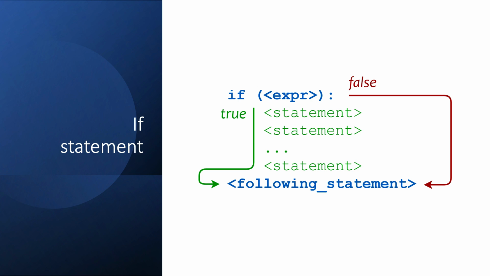So this flowchart is presented to visually explain the decision-making process of an if statement. If the condition expression evaluates to true, the program executes the block of statements indented within the if statement. These statements are executed sequentially, as indicated by the green arrow pointing from one statement to the next. Once all the statements within the if block have been executed, then the program continues with the following statement outside the if block. Now, if the condition evaluates to false, the program skips the entire block of statements inside the if statement and directly proceeds to the following statement, as indicated by the red arrow bypassing the block of code.